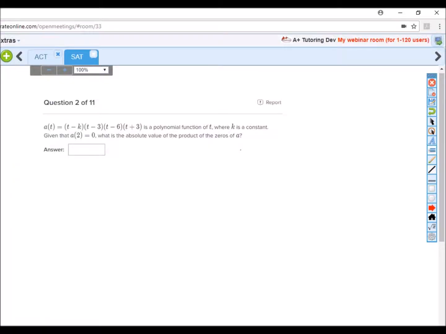Okay, so what we're looking at here is a polynomial question. Now, polynomials are pretty popular on the SAT as well as the ACT, so we'll have to be as comfortable as possible when we're working through these types of problems.